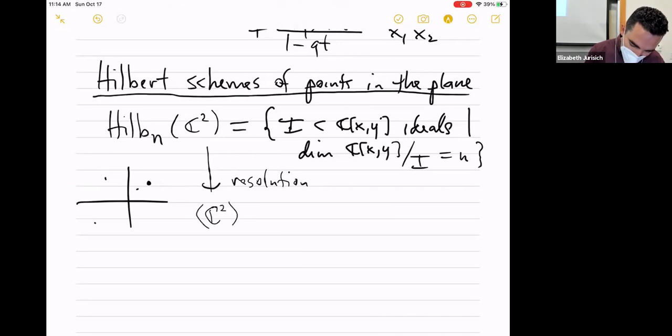C2 to the n mod Sn. So if I just wanted to naively say, what are collections of points in the plane unordered, I would say the bottom thing, right? So I have a list of n points, but I don't care about the order, so I quotient by Sn. Well, this is singular. So when points collide, when you have repeated points, you get singularities. And the Hilbert scheme provides a resolution of this. So that's what it does.